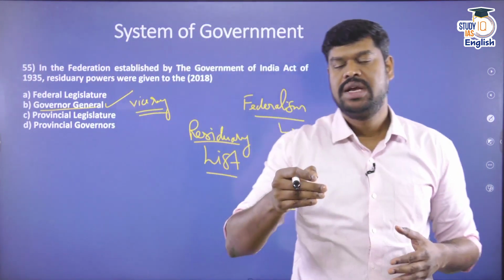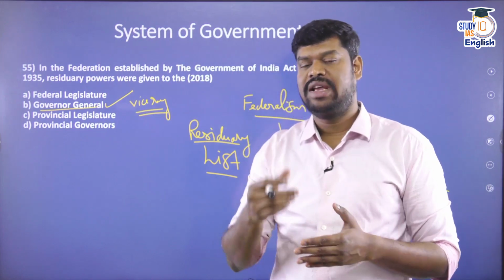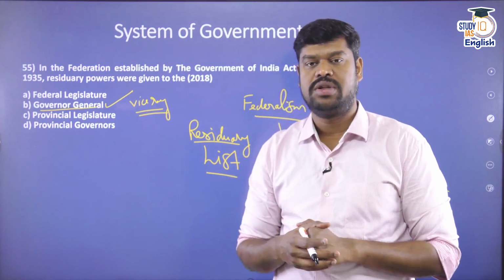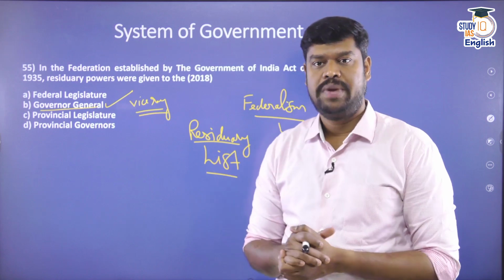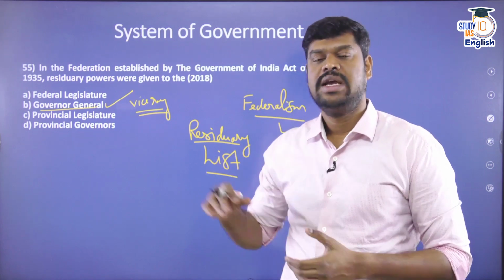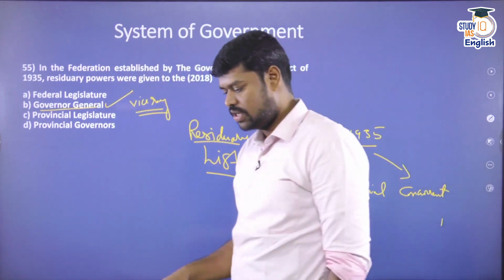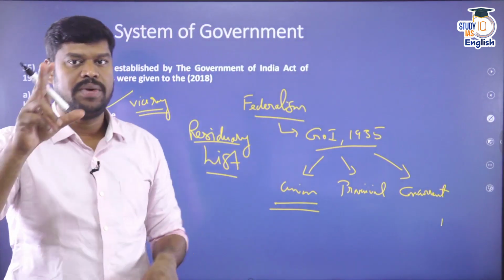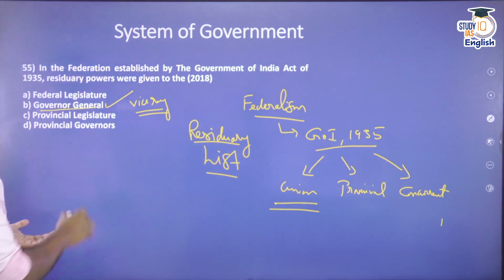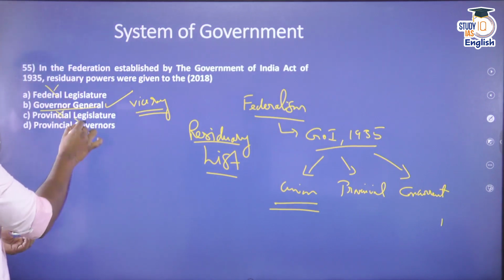So, it is the Governor General or the Viceroy who will have the power to make laws on the items in the residuary list. Even in today's constitution, we have something called the residuary powers or the residuary list. And who will have the power to make laws on an item in the residuary list? It is the Parliament today, but then it was in the hands of the Governor General or the Viceroy. Again, a very important topic. Please remember this. Other things you can easily eliminate.